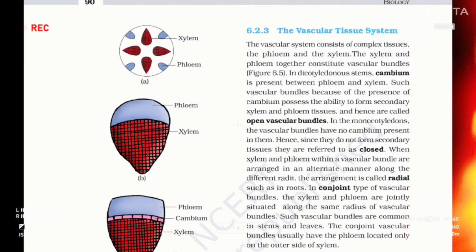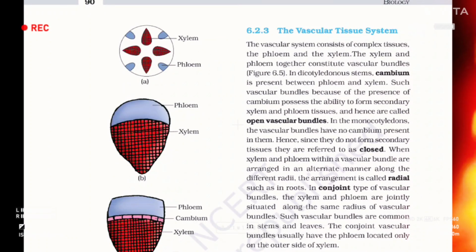6.2.3 The vascular tissue system. The vascular system consists of complex tissues, the phloem and xylem. The xylem and phloem together constitute vascular bundle. In dicotyledonous stems, cambium is present between phloem and xylem. Such vascular bundles, because of the presence of cambium, possess the ability to form secondary xylem and phloem tissues and hence are called open vascular bundles.